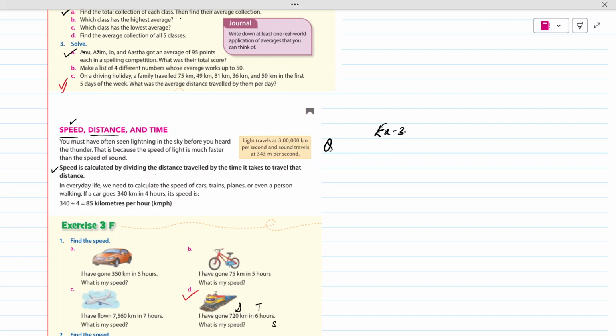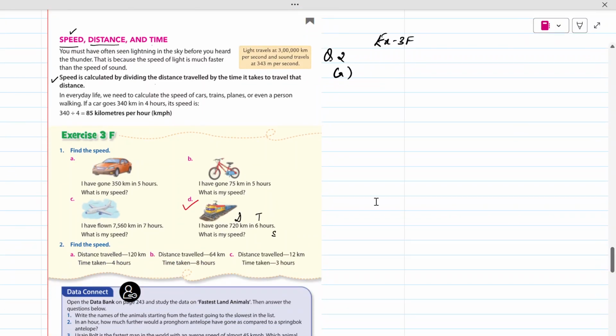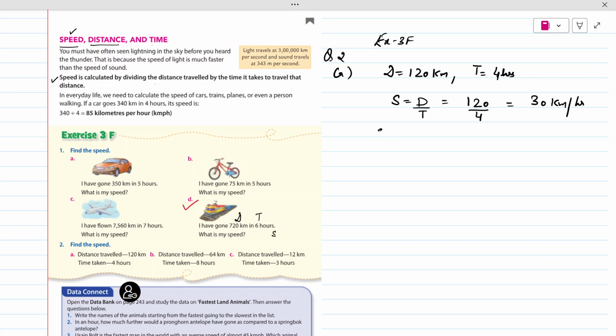Exercise 3F, question number 2A part. Here the distance traveled is given to us. This is 120 kilometers, and the time taken is 4 hours. What we have to find out is the speed, which is distance by time. This will be 120 by 4, which is equal to 30 kilometers per hour. So the speed is 30 kilometers per hour in this case.